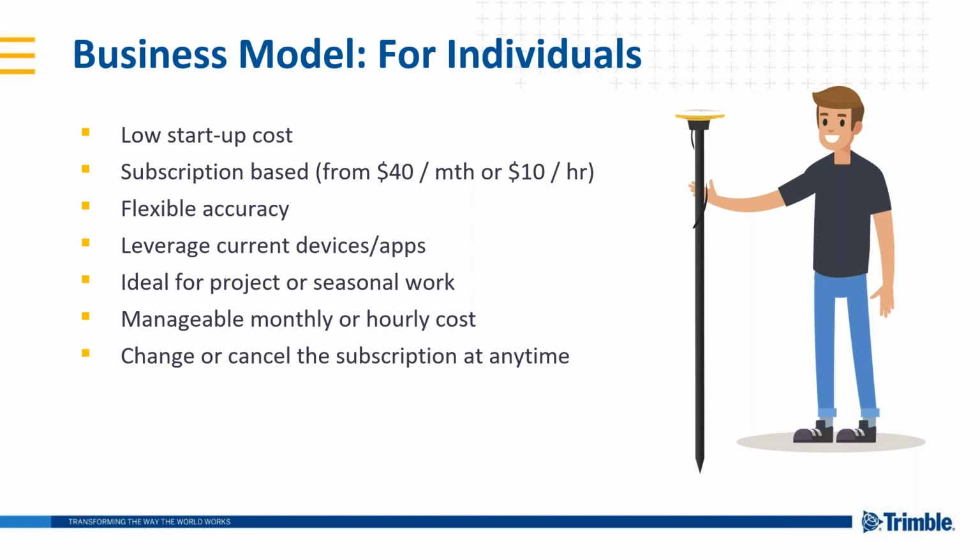It's $350 US dollars for the antenna. And then from there, subscriptions are available from $40 a month, or if you decide to go for the on-demand model, then you're paying $10 per hour, and you can purchase those hours in blocks of 10. You can update and change your subscription as you need to. So if your needs change over time, you can update your subscription and pay for the accuracy only when you need it.